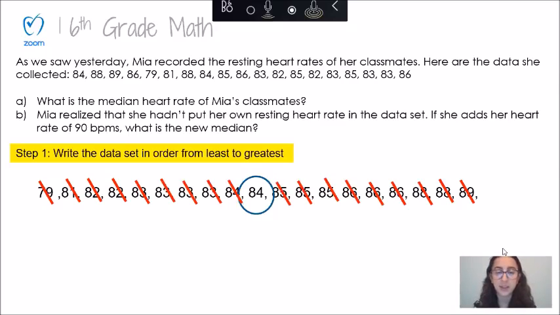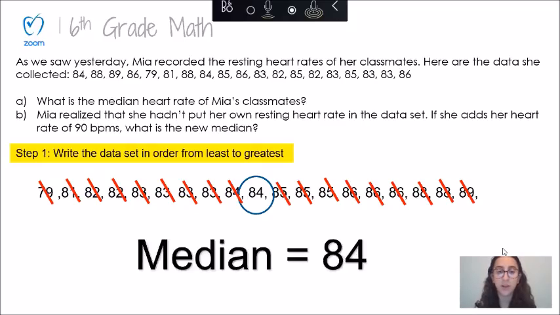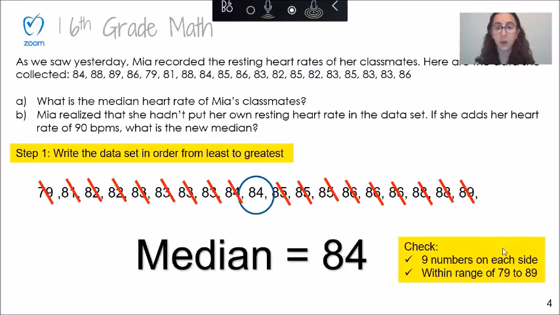And I see that the middle number in this data set is 84. Therefore, the median of this data set is 84. Pretty straightforward. I can check that by two separate ways. One is I can see that on either side of 84, there are 9 numbers. That tells me 84 is the midpoint.